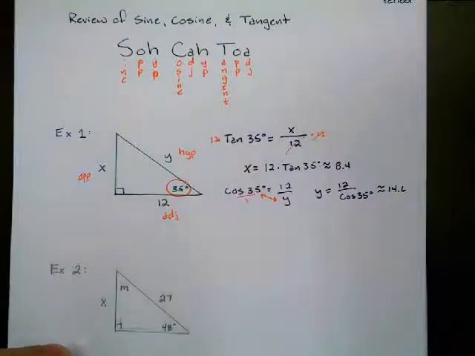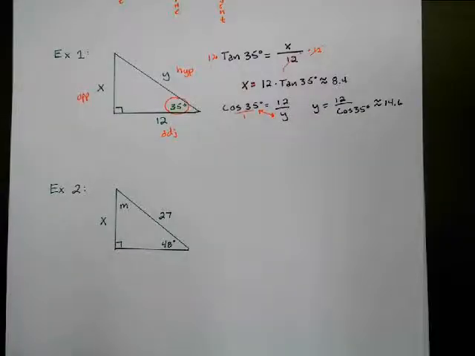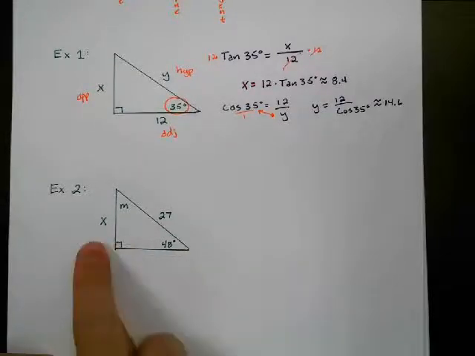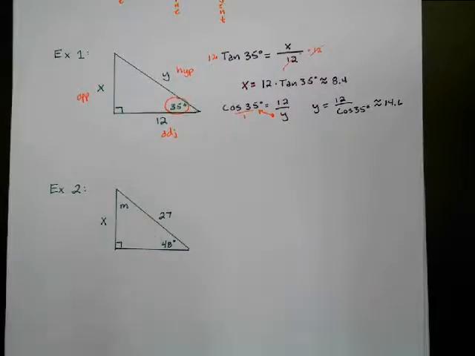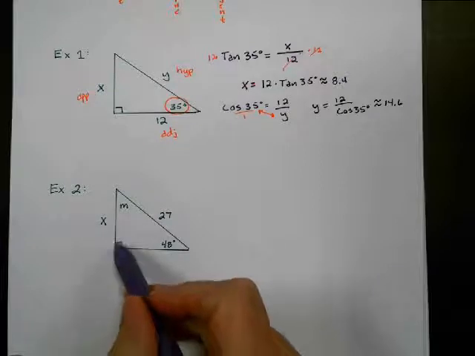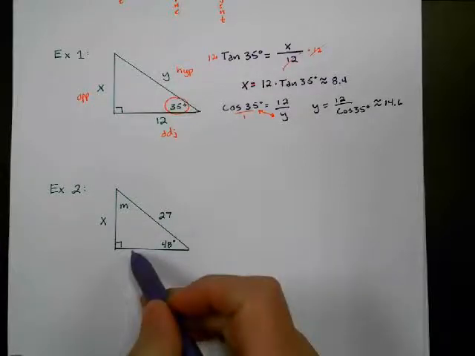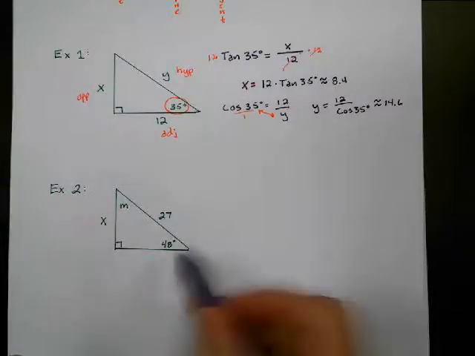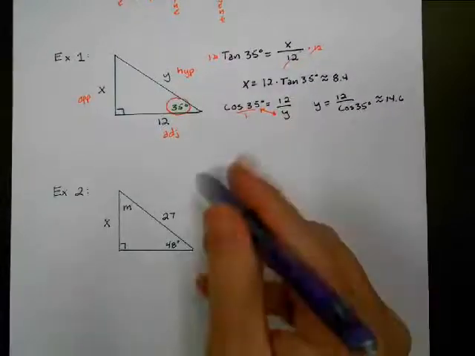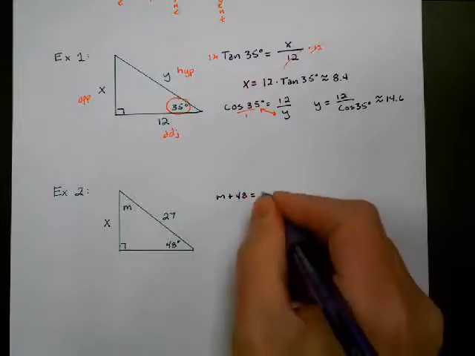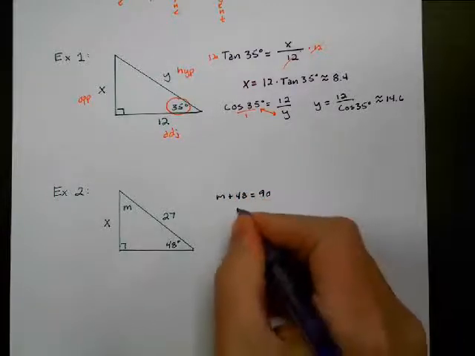All right, next one. Okay, so we've got the 48-degree angle here. We got x over here, and we've got m up here. Let's go with m first. Well, here we've got a right triangle, so this is 90 over here. In a triangle, the angles add up to 180. So the two acute angles in the right triangle should add up to 90 degrees. So m plus 48 should equal 90 degrees. If I subtract 48 there, I would know that m would be 42 degrees.